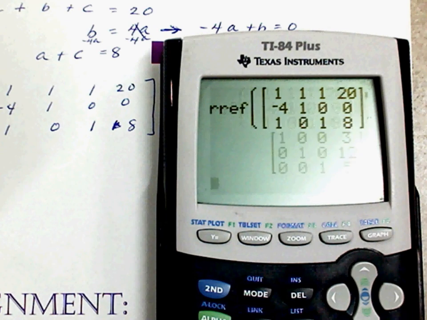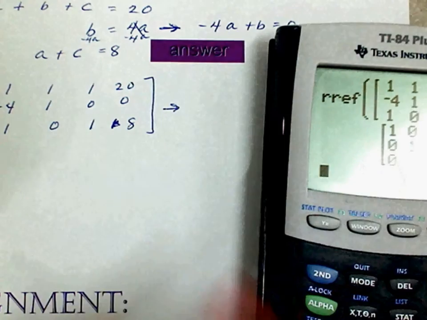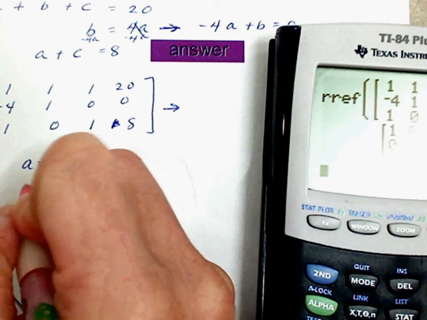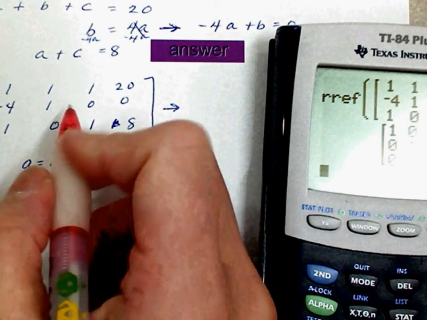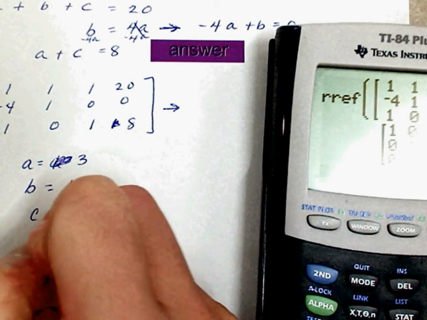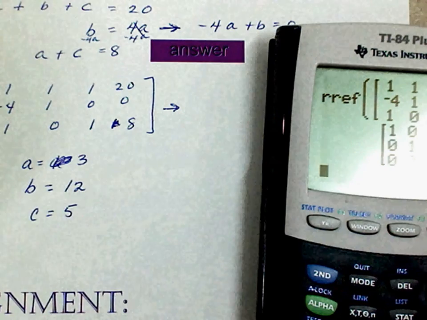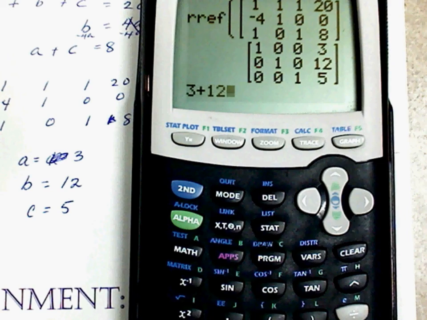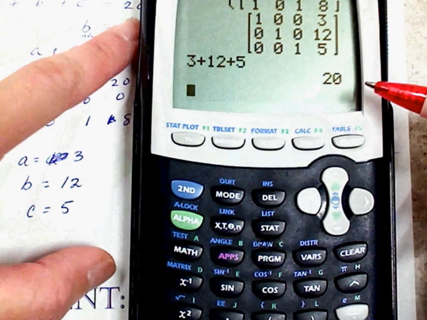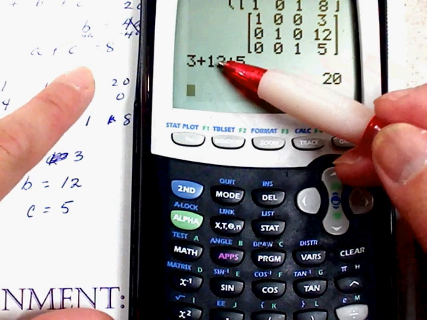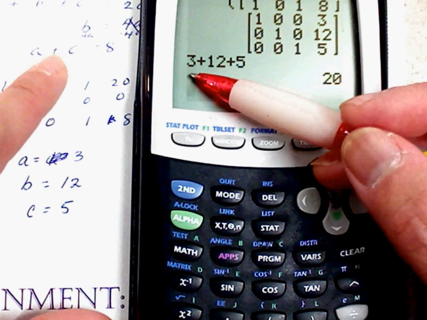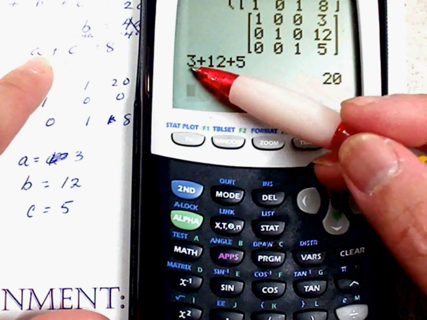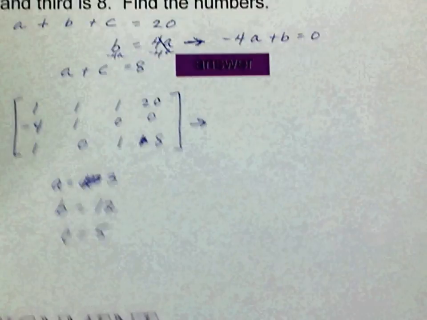There's your A, B, and C. So your first number is 3. Your second number is 12. And your third number is 5. And you can check: 3 plus 12 plus 5 is 20. See how that works? Your second number is 4 times the first. And A plus C, 3 plus 5, is 8. So that works. So there you have your solution.